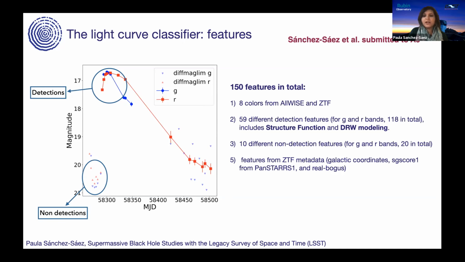And in particular for the detection features, we are using the classical features that previous works have used for AGN analysis, like the structure function and time random walk modeling. But we are also using non-detection features that are very useful to say when a source is, for instance, appearing or disappearing, when a source is not showing much variability, etc. And we also have ZTF metadata that is very useful to, for instance, know the quality of the light curve, the morphology of the source from Pan-STARRS, and the coordinates.